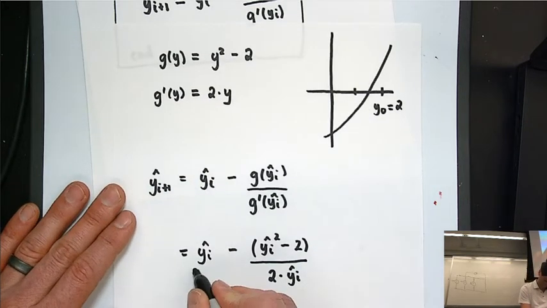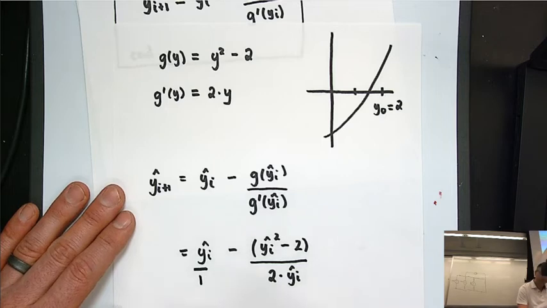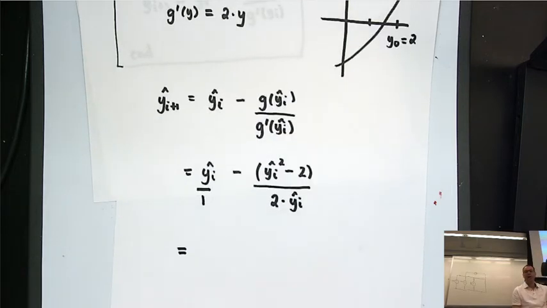Okay, now I'm going to do something. I've got two fractions with a different denominator. Okay, what's the least common denominator?